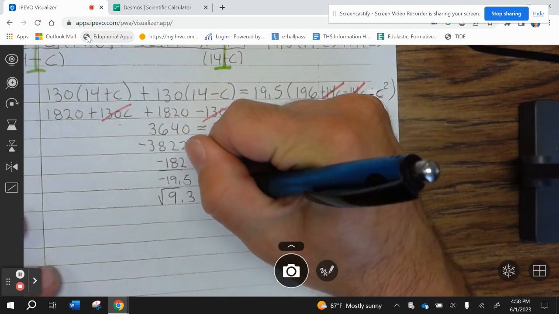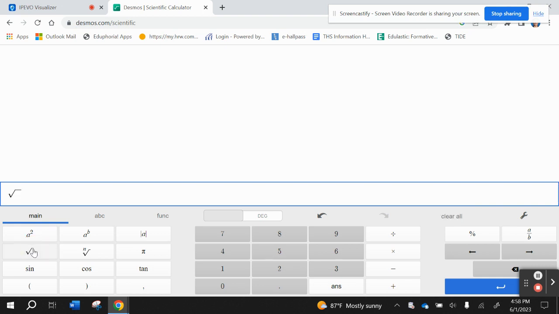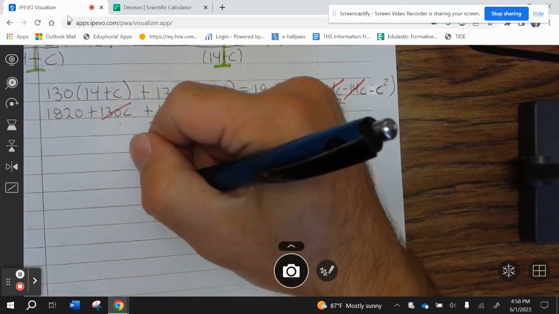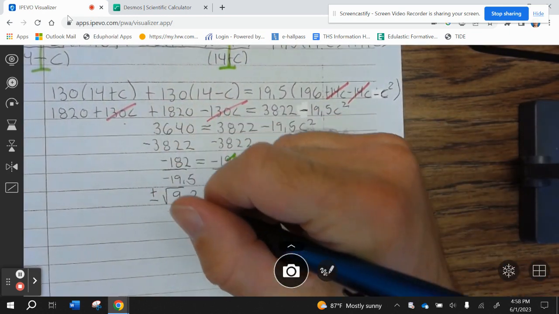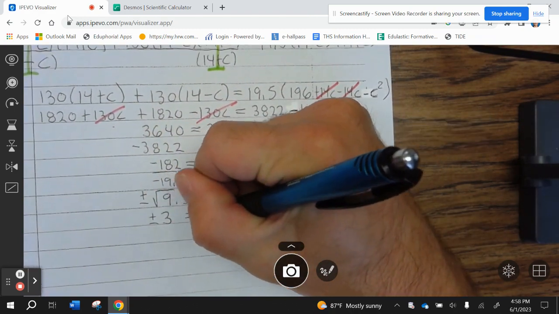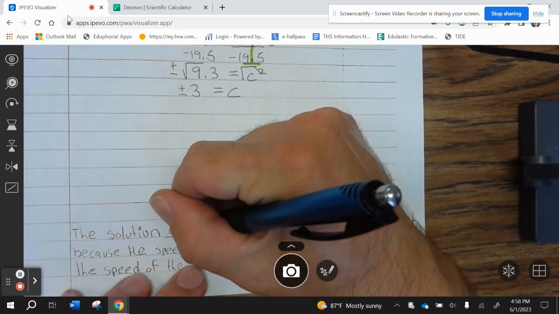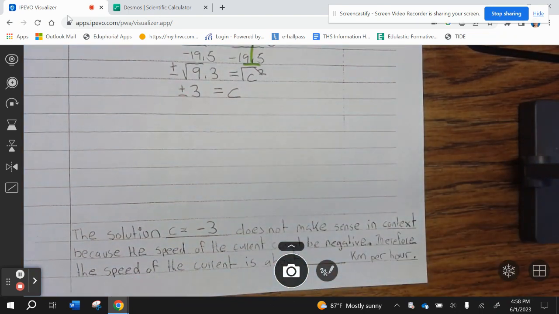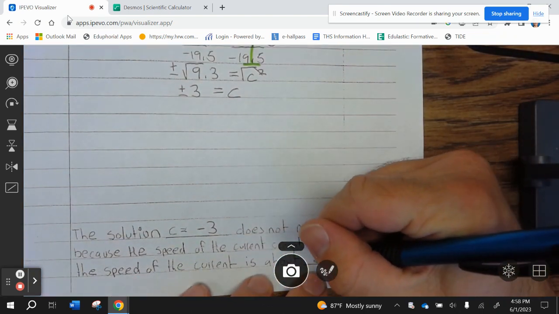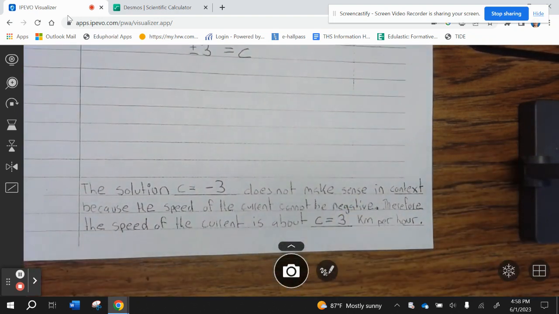Take the square root of both sides. Now remember, that's plus or minus. That in essence rounds to 3, so plus or minus 3. So the solution, C equals negative 3, does not make sense in context because the speed of the current cannot be negative. Therefore, the speed of the current is C equals 3 kilometers per hour. Okay, go ahead and finish up the example, start working on the assignment, and have a wonderful Wildcat day.